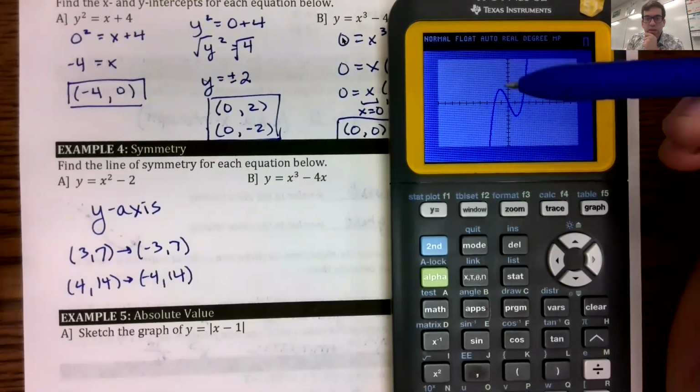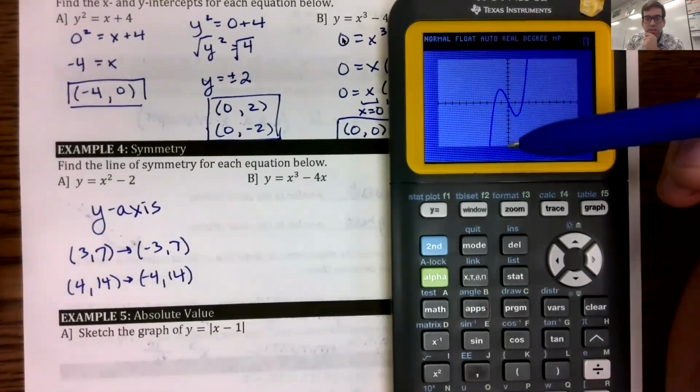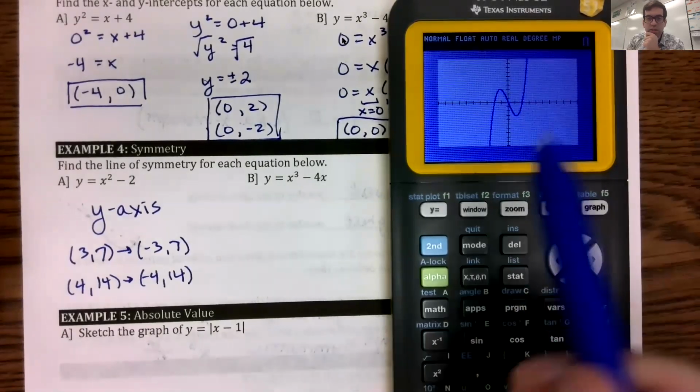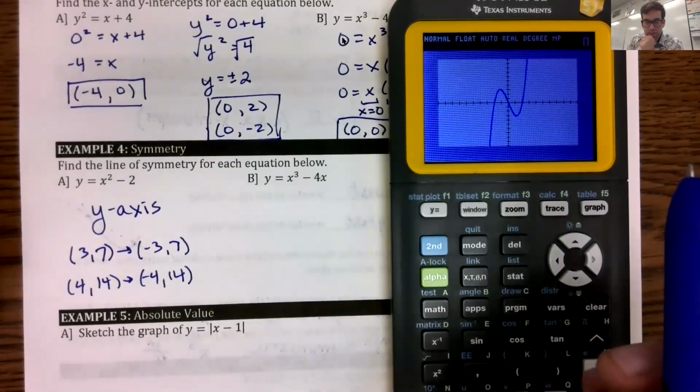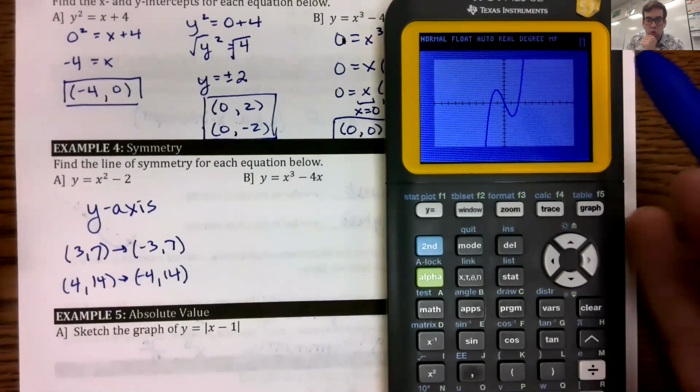It does not look like y-axis symmetry, right? If I folded along this line, the curve would not match up. It also doesn't look like x-axis symmetry. This is a weird one. This is actually origin symmetry.